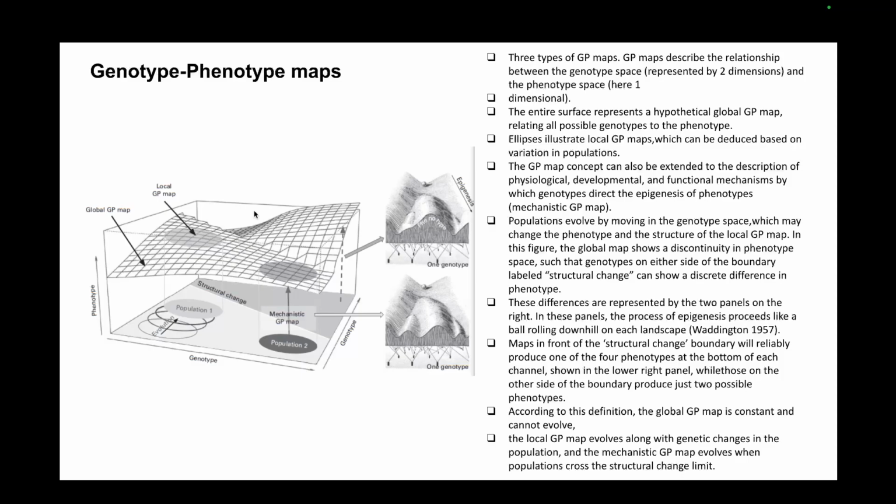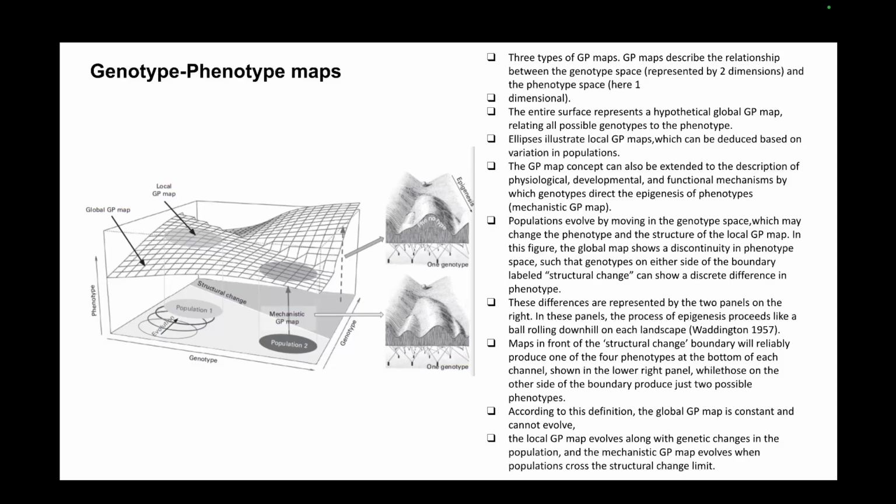The genotype phenotype map concept can also be extended to the description of physiological development and functional mechanisms by which genotypes dictate the epigenesis of phenotypes. So basically, newer phenotypes getting formed, evolution occurring, those things. And populations evolve by moving in the genotype space, which may change the phenotype and the structure of the local GP map, as we discussed earlier.